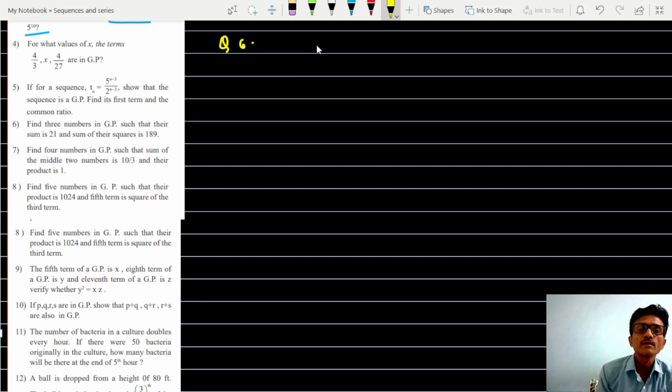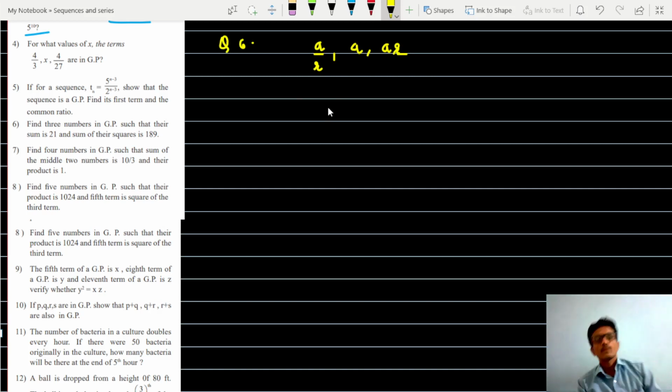Should note that when 3 terms are in GP, we will take those numbers as A upon R, A and AR. 4 numbers in GP we will take A upon R cube, A upon R, AR and AR cube. So these 3, here question number 6 is what?